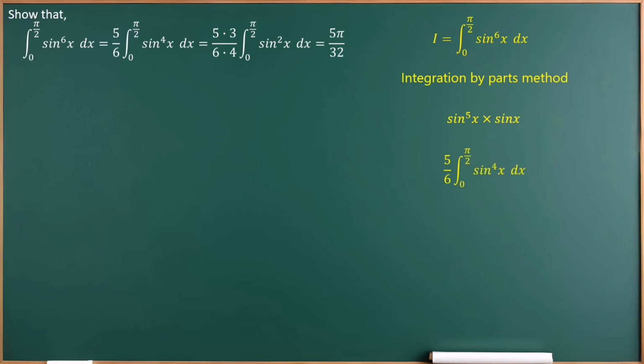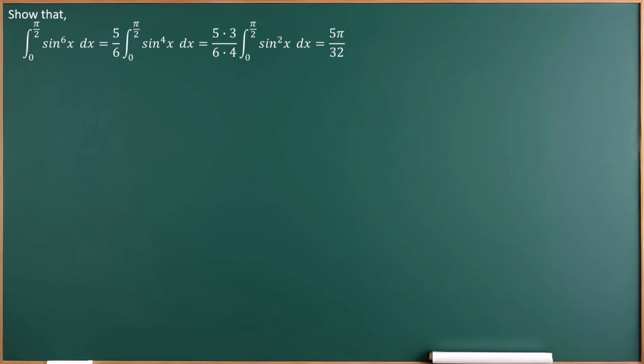Similarly, we can represent integral sine to the power of 4x as capital J. And using the integration by parts method, we can obtain 3 over 4 times integral sine squared x. Finally, using the equation sine squared theta equals 1 minus cos 2 theta over 2, we can find integral sine squared x. Clear? Let's jump into the question.